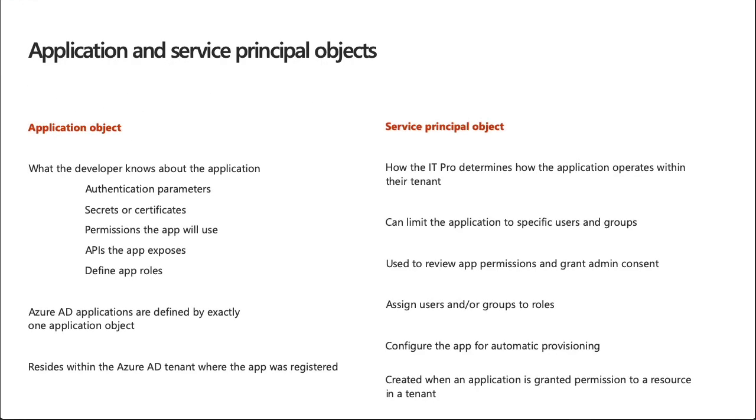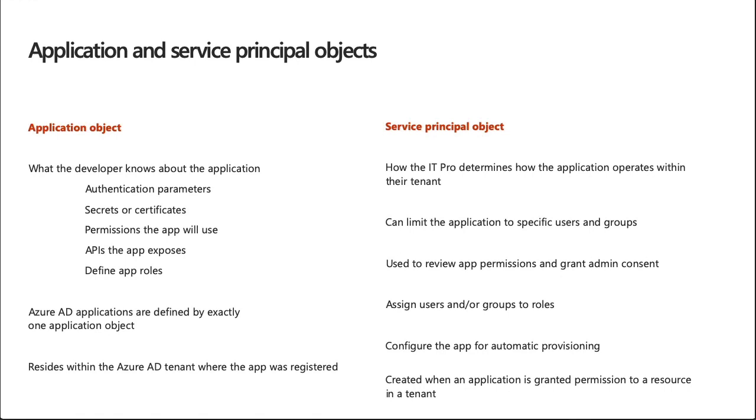So when you register an Azure AD application in the Azure portal, there are really two objects that are created in your Azure tenant. One is an application object and one is a service principal. Let's talk about the differences in these. The application object is where developers specify how the app works, and this includes the parameters for authentication, secrets, or certificates, and what permissions the app will use, and any APIs the app may expose.